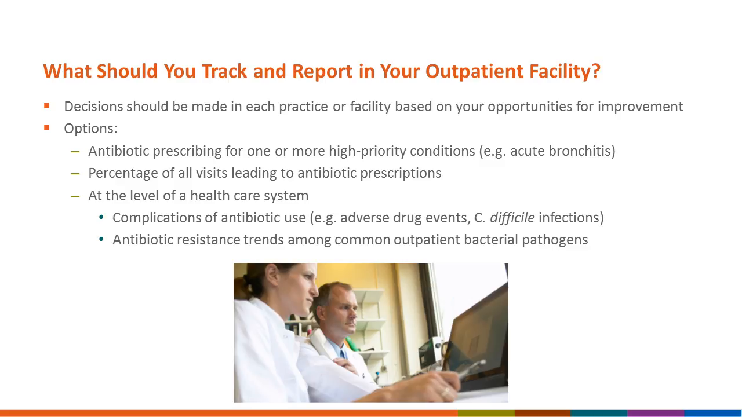Systems can also track the percentage of all visits for which an individual clinician prescribes antibiotics, meaning the number of all antibiotics prescribed for all diagnoses by that clinician divided by the total number of visits for all diagnoses by that clinician. Also, certain healthcare systems might be able to track and report the complications of antibiotic use, events like adverse drug events and Clostridium difficile infections. And they can also track antibiotic resistant trends among common outpatient bacterial pathogens. However, it's important to note that at the individual or clinic level, smaller sample sizes might make these measures based on adverse events and antibiotic resistance less reliable.